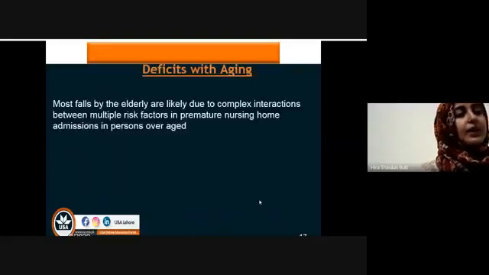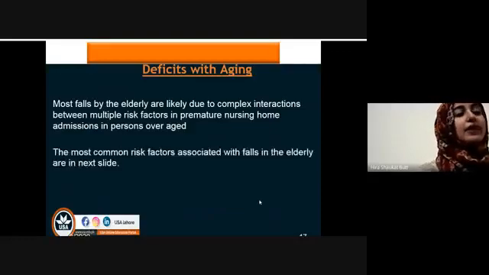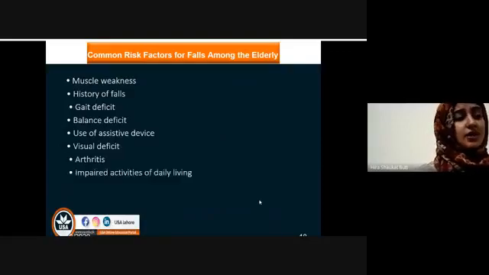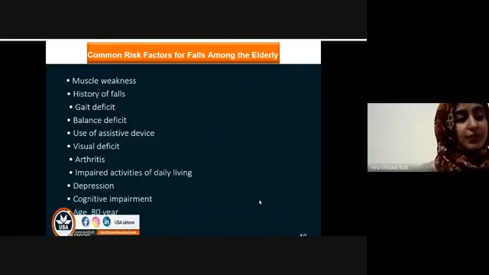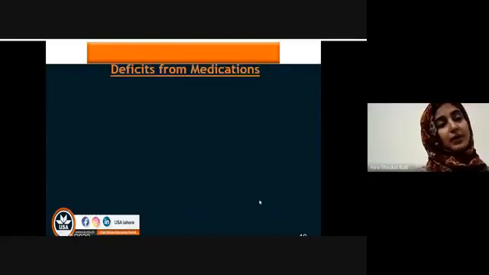And if we talk about the deficits with aging, most falls by the elderly are because of a very complex interaction between multiple risk factors. Those risk factors are muscle weakness among the elderly, history of fall, gait deficit, balance deficit, use or improper use of assistive devices, visual deficits, arthritic changes in the joints, impaired activities of daily living, depression, cognitive impairment, and age over 80 years. So these are the risk factors that make an elderly person prone to falls or impaired balance.